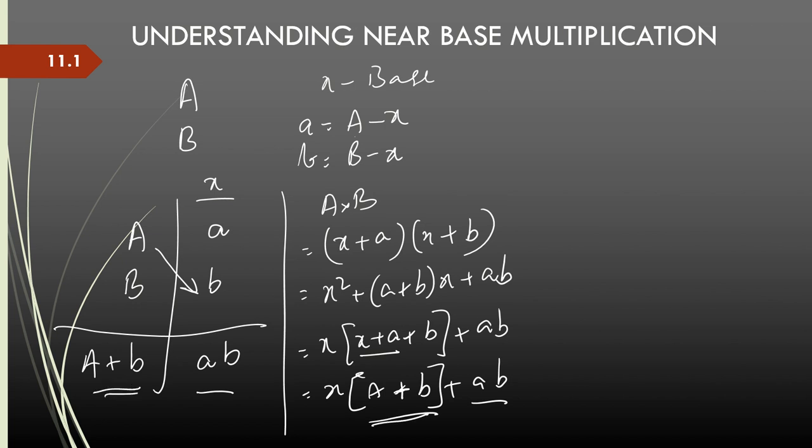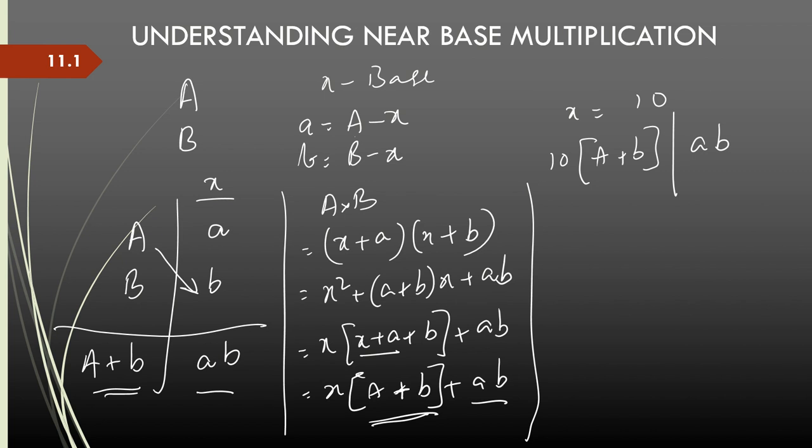Now if you notice, ab was the right side part and capital A plus small b was the left side part. So you can see the similarity between algebraically multiplying and this multiplication. Now for different bases, the value will be different. For example, if I take the base as 10, this will be 10 into (A plus b) as the left side part, and the right side part is ab.